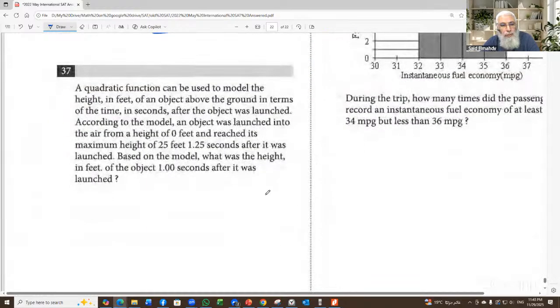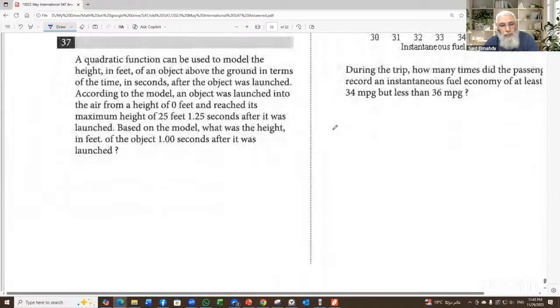Number 37, a quadratic function can be used to model the height in feet of an object above the ground in terms of time in seconds after the object was launched. According to the model, an object was launched into the air from a height of 0 and reached its maximum height. So 0 means that the initial is 0, and the maximum height is at 1.25 seconds at 25 feet. This is x and y.